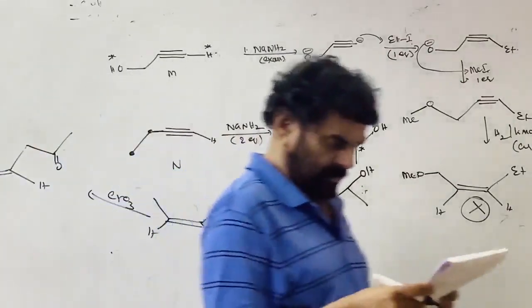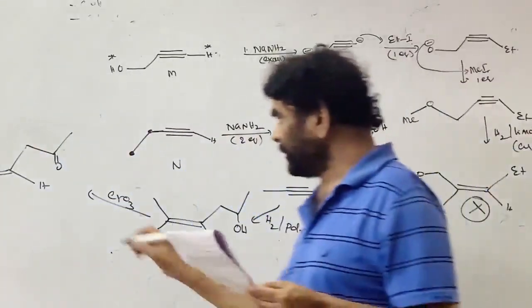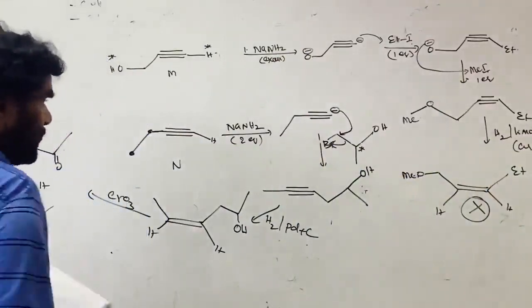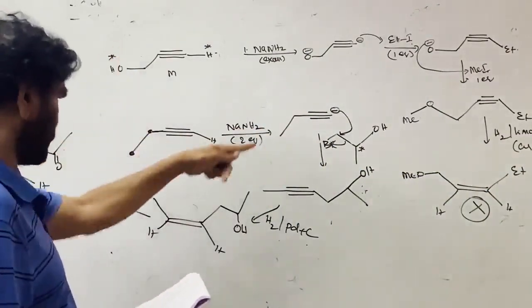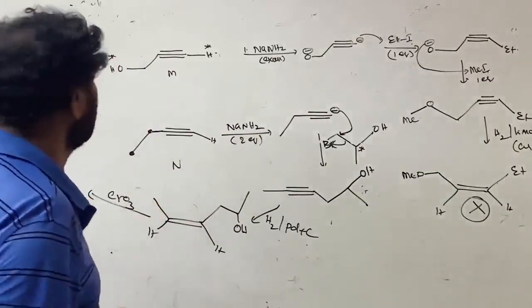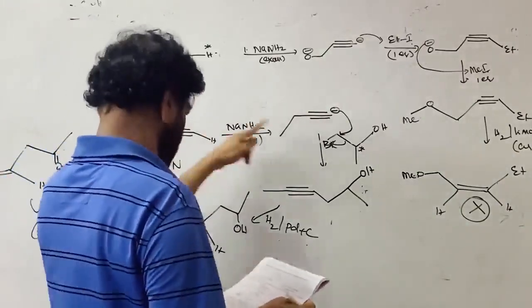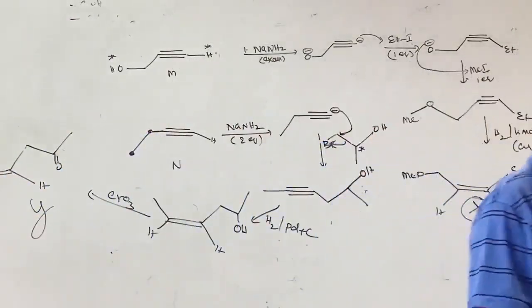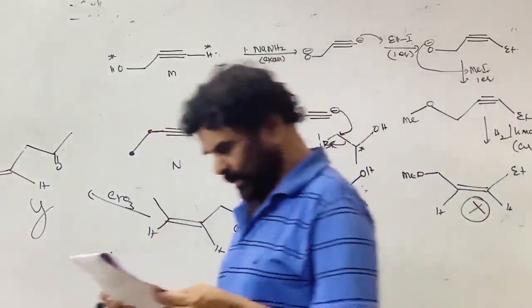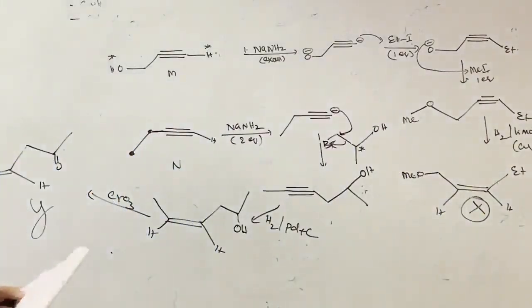Next, this is Y. This is X. So the scheme is given. Both the schemes are for M, N. Schemes are given. X and Y are identified. The correct statement with respect to Y.